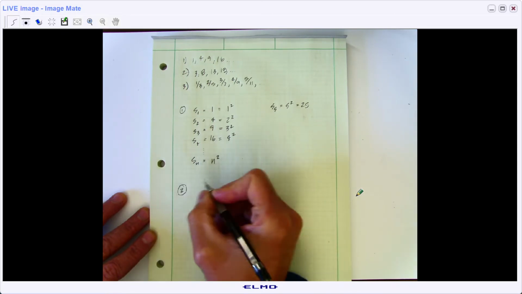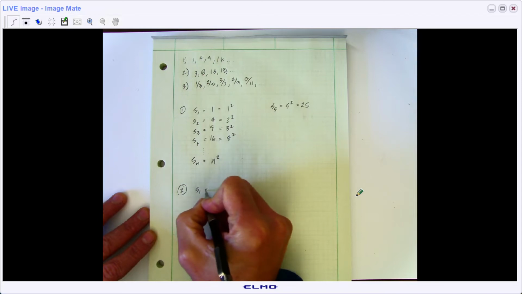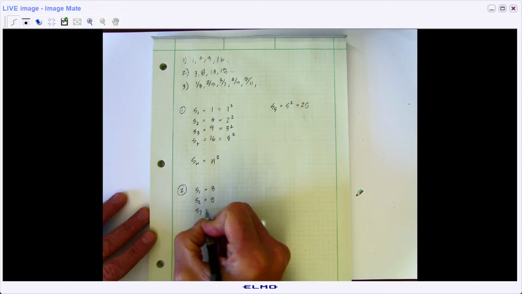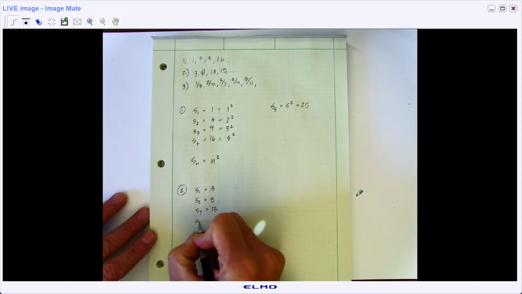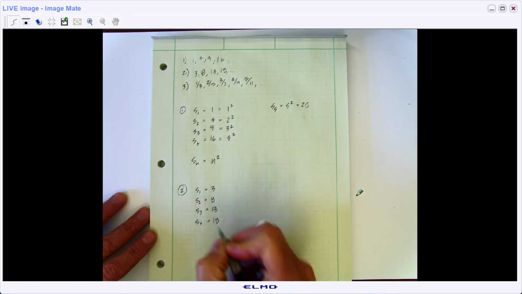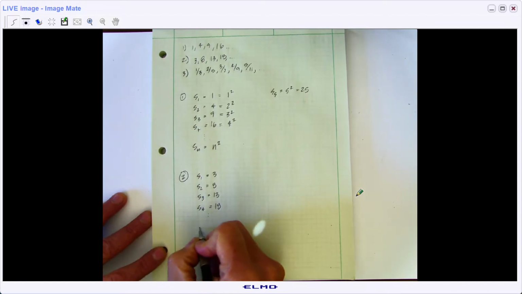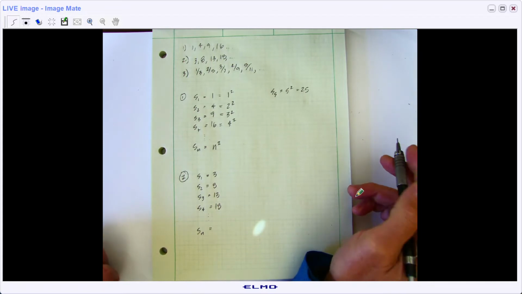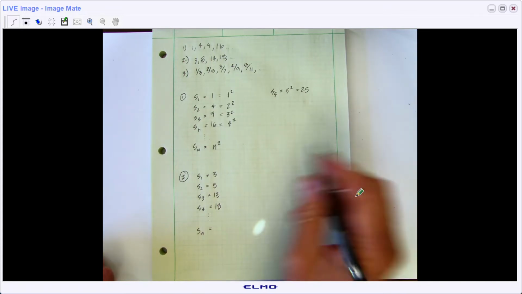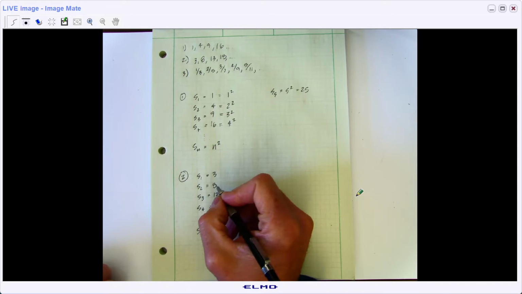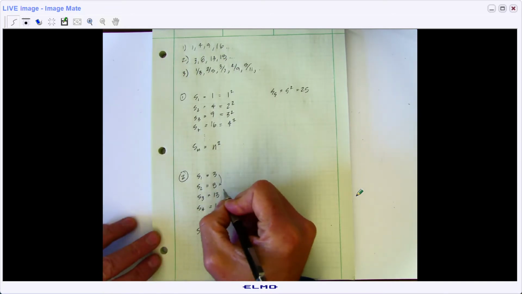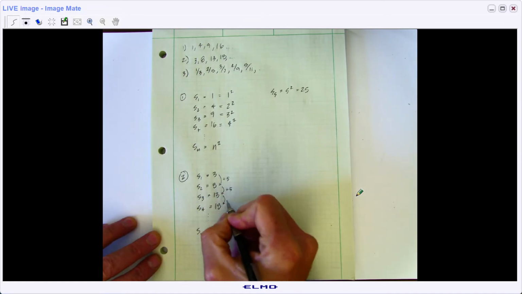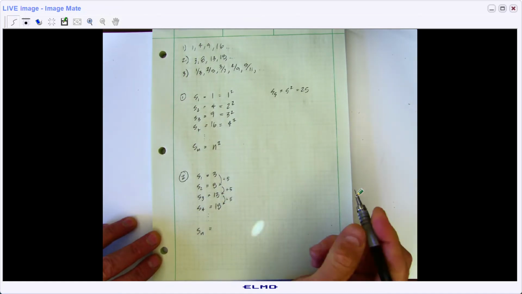Number 2, we have S sub 1 is equal to 3, S sub 2 is equal to 8, S sub 3 is equal to 13, S sub 4 is equal to 18, and what we want to know is, how can we write S sub n? One thing that helps in this one is I can see that they're all equidistant. Taking a look at each one of these, I'm just adding 5 each time. This is what we call an arithmetic sequence.